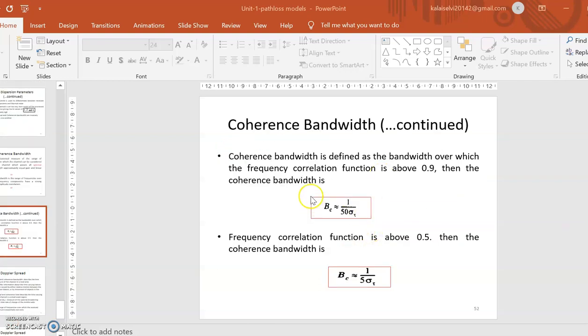Then, depending upon the correlation function, the coherent bandwidth can be defined. If the frequency correlation function is above 0.9, then the coherent bandwidth is BC equal to 1 by 50 sigma tau. This is a standard deviation. Suppose the correlation function is just 0.5, then the coherent bandwidth is equal to 1 by 5 sigma tau.